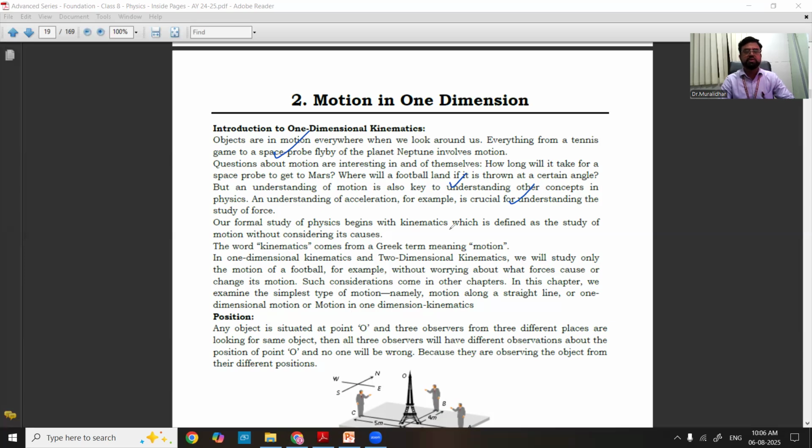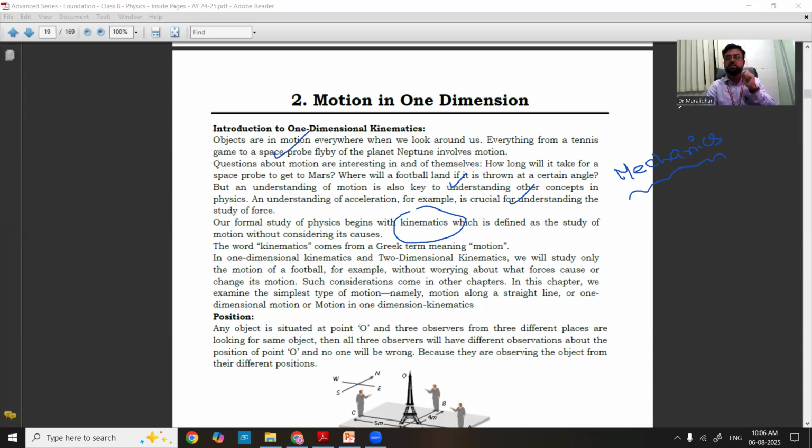So our formal study begins with kinematics. When you are studying motion, first you will come across kinematics. Before going to that, in physics, a major part is mechanics. Mechanics is the major part of physics which discusses motion only. Right? A branch of physics which deals with the study of motion is called mechanics.